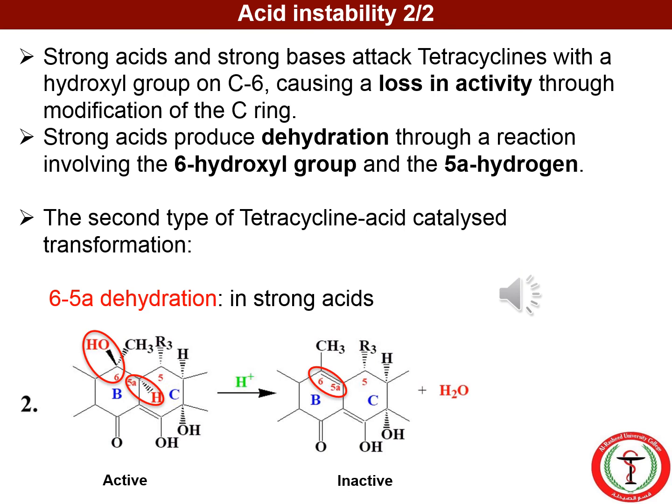However, at low pH and in strong acidic solution, tetracyclines show 6,5A dehydration, meaning losing hydrogen and hydroxyl groups from positions 5A and 6 of the active form on the left-hand side to produce the inactive form of tetracycline on the right-hand side, presented with a double bond between the carbons 5A and 6.